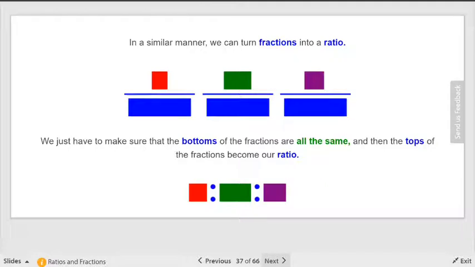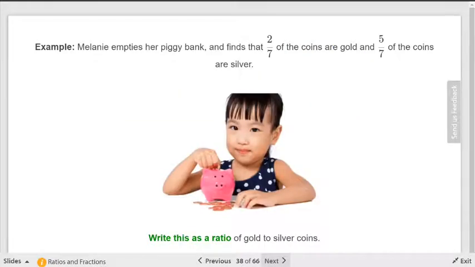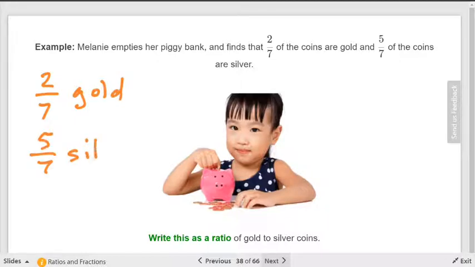You can also turn fractions into a ratio. You just have to make sure that the bottoms of the fractions are all the same. Then the tops of the fractions become the ratio. All right? So all of the numbers on the bottom have to be the same of the fractions. So here, she empties her piggy bank. She finds that she has 2/7 gold coins and 5/7, guys, silver coins.